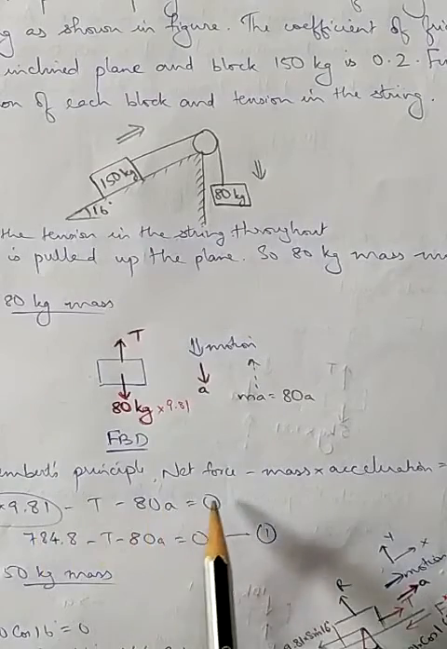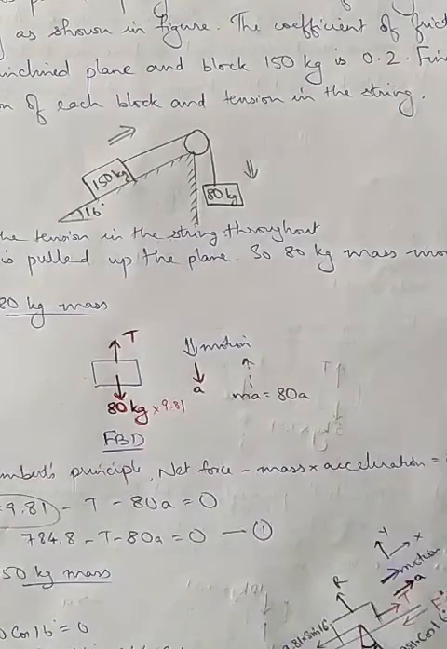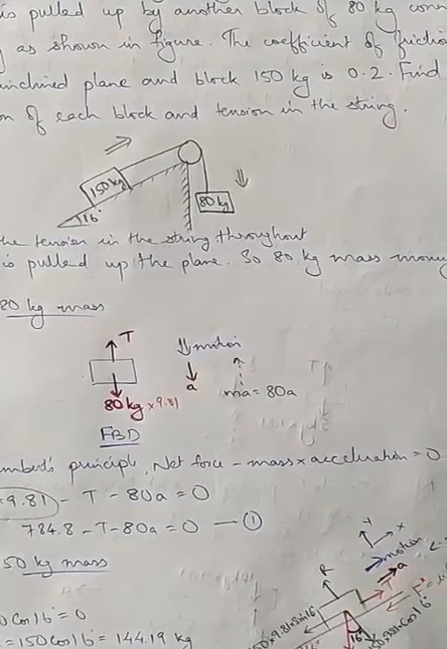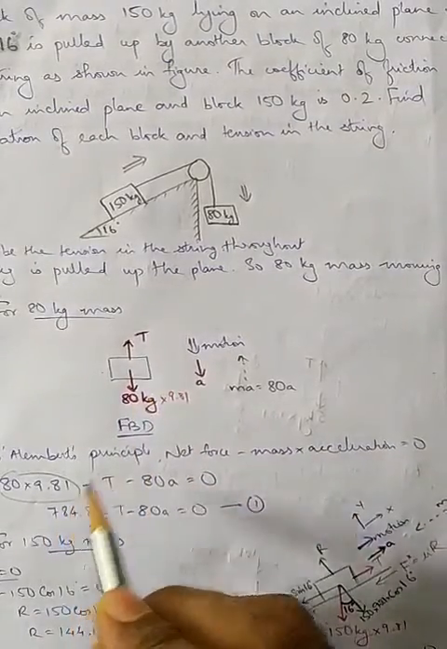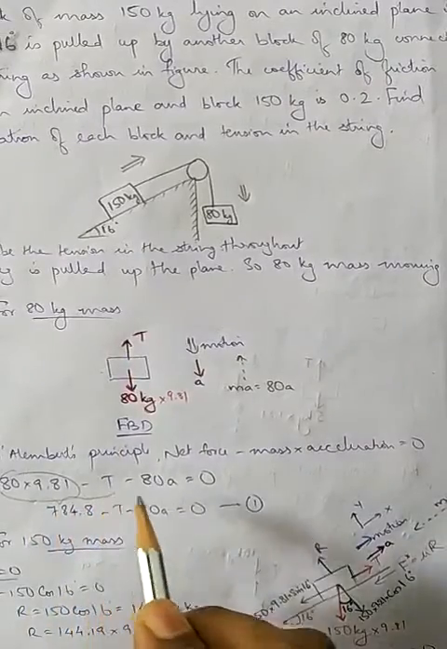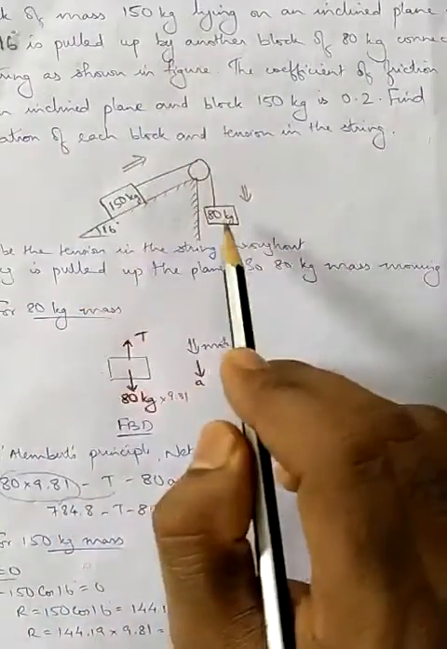Now by D'Alembert's principle, net force minus mass into acceleration equals 0. What is the net force in the direction of motion? It is 80 into 9.81 minus T, so this is the first equation, minus MA equal to 0. M is 80 kilogram itself.